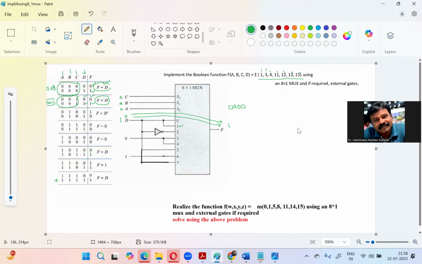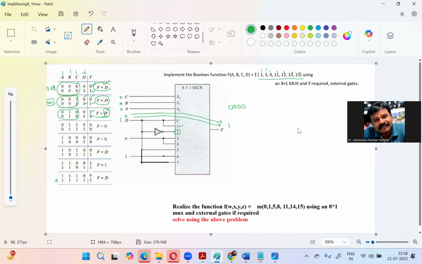Next, the selection is 2, that is 010. For D equal to 0, the output is 1, and for D equal to 1, the output is 0. So this is inverted: F equal to D dash. The D is inverted. So for selection line 010, you have to connect D dash.